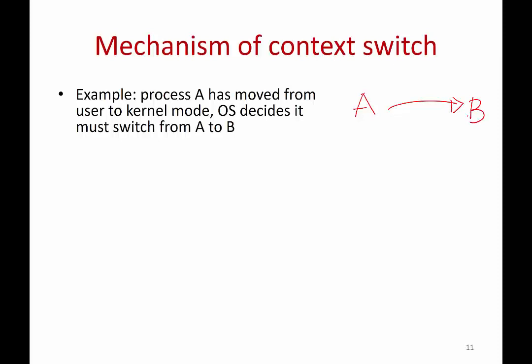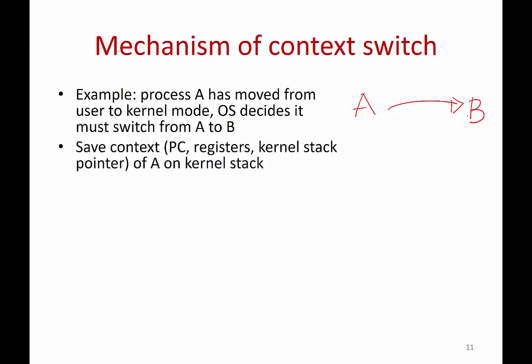So we are going to see how this context switch happens. The operating system is in control, you're in kernel mode of process A. So what happens? The first thing you do is, on the kernel stack, you save the context of A. So you're stopping execution of A. Therefore, you remember the program counter, the stack pointer, various registers. All of these values you have to save. You save the context of A on the kernel stack of A.